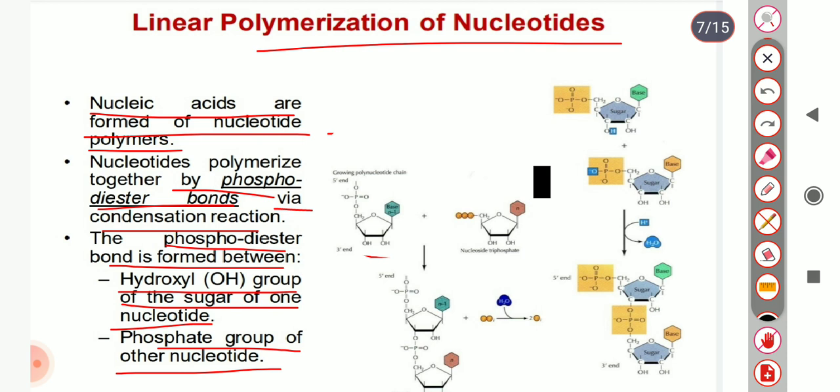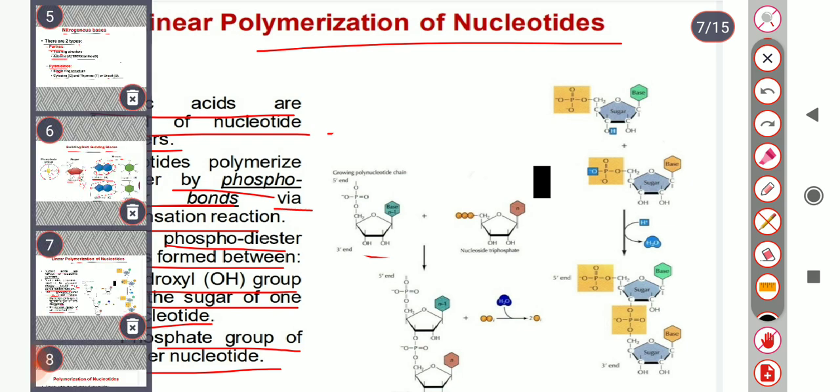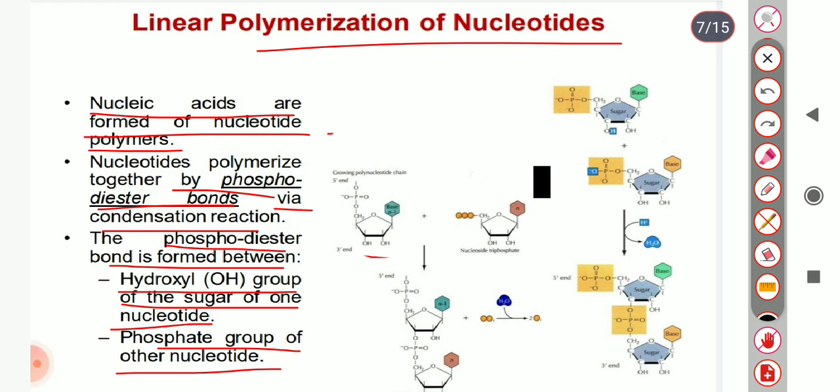You can see this is the structure of pentose sugar, and these are the hydroxyl groups present. This hydroxyl group is of one nucleotide, and here is a six-membered ring, and the hydroxyl group is bonded with the phosphate group of the other nucleotide. So this is all about the polymerization of nucleotide.